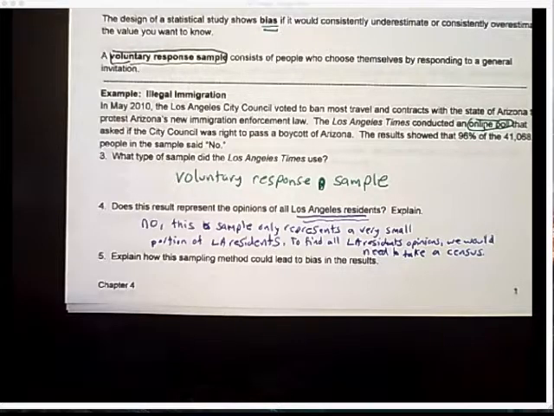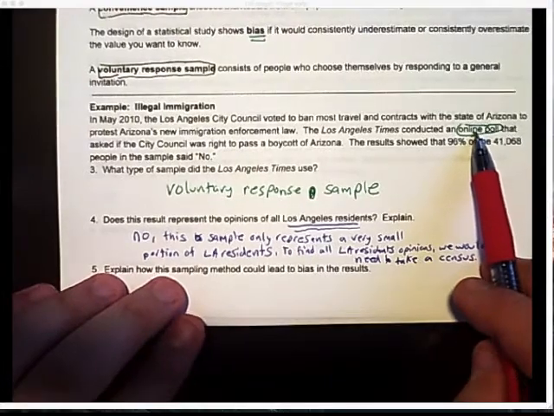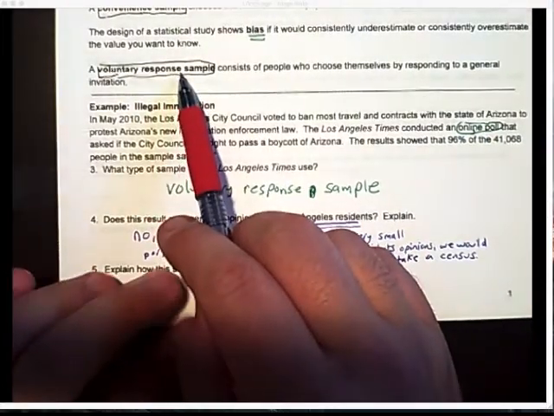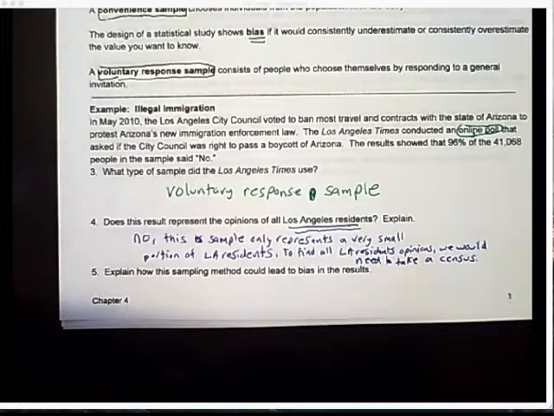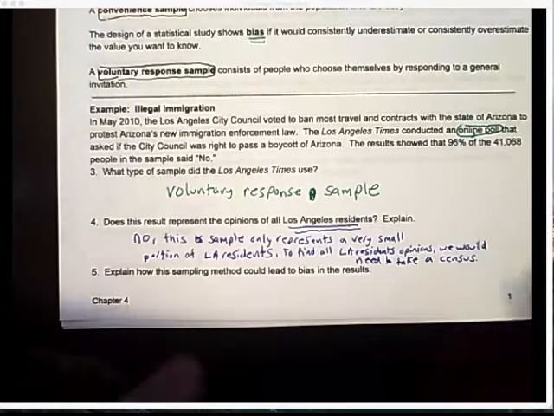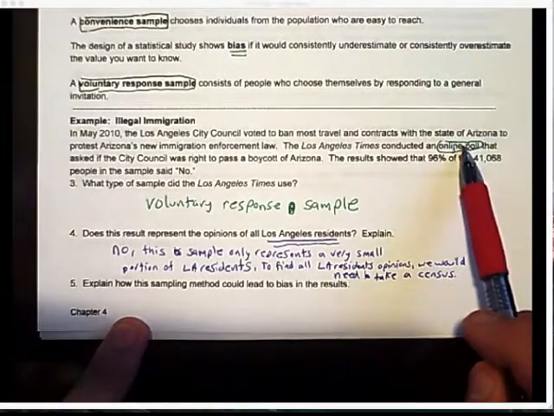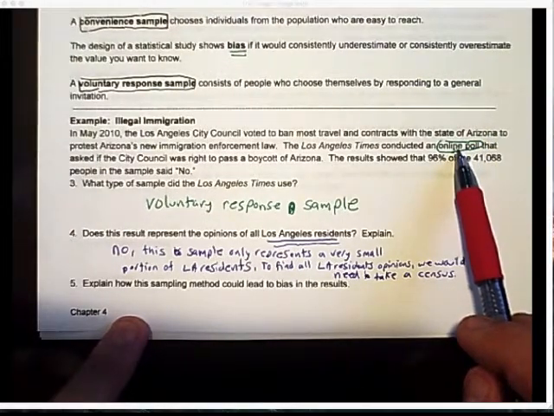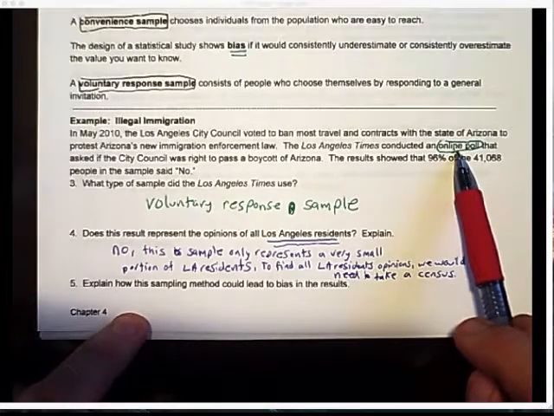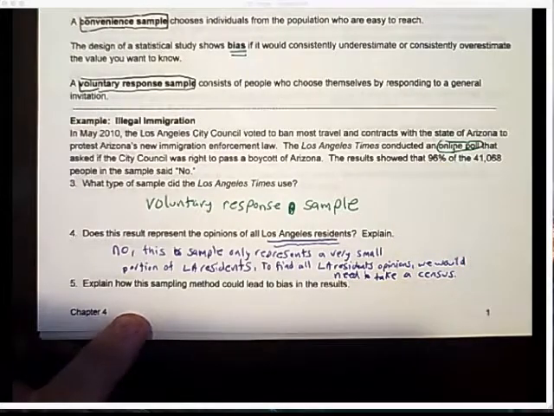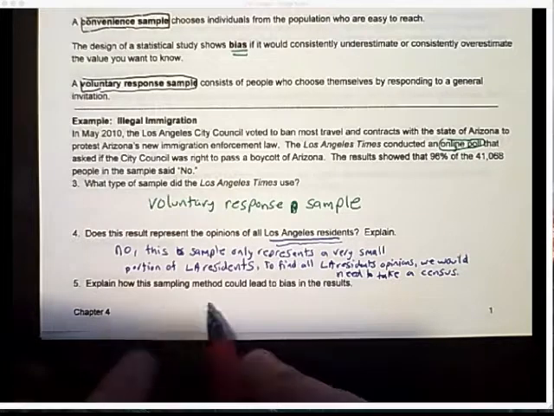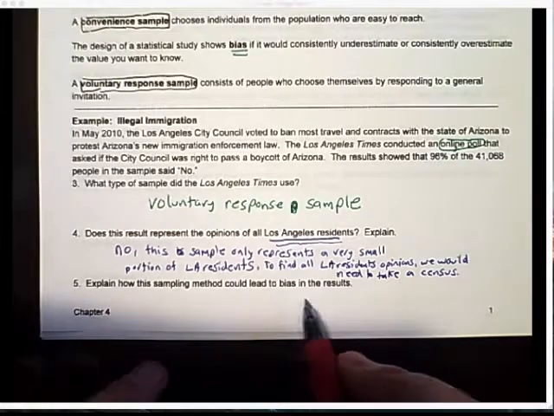Explain how this sampling method could lead to bias in the results. So with online polls, with some voluntary response samples, usually the people that respond to those have very strong opinions. Okay. So how could it lead to bias? Well, first off, to participate in this poll, you have to have online access. Maybe some people don't have online access. All right, so it just says explain how the sampling could lead to bias.